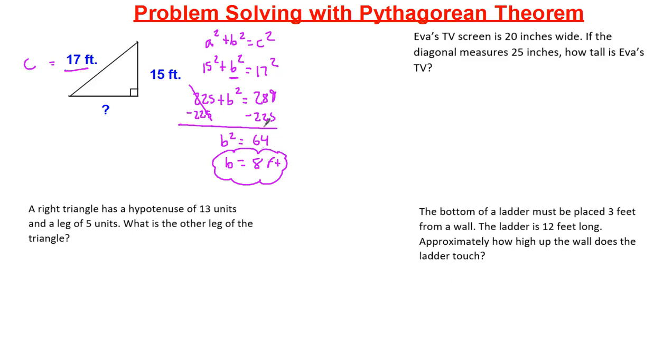Okay? So, basically the same thing. You just always have to make sure you identify C first. So, let's do a couple more of these. Eva's TV screen is 20 inches wide. If the diagonal is 25, how tall is it?